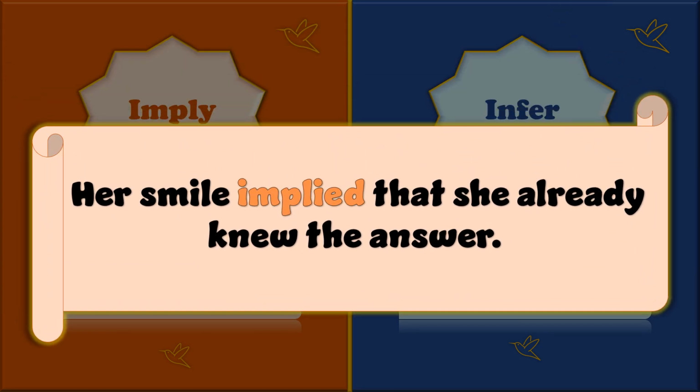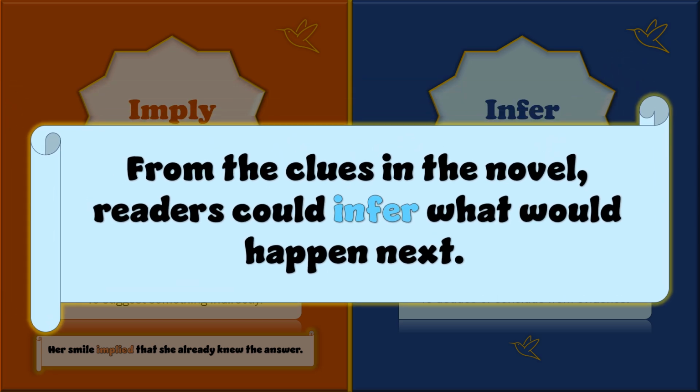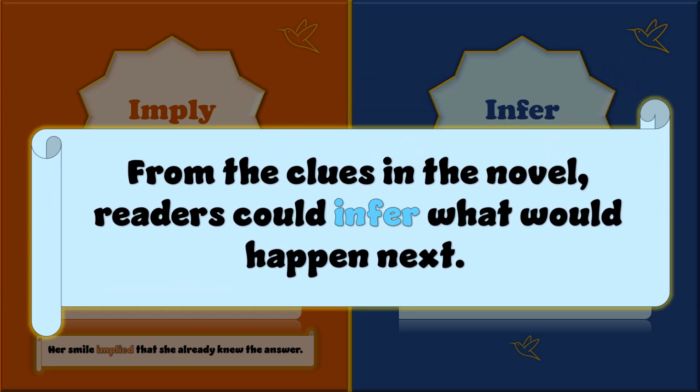Read each example sentence carefully, paying attention to the context. Notice how spelling and pronunciation match the intended meaning in each sentence. Her smile implied that she already knew the answer. From the clues in the novel, readers could infer what would happen next.